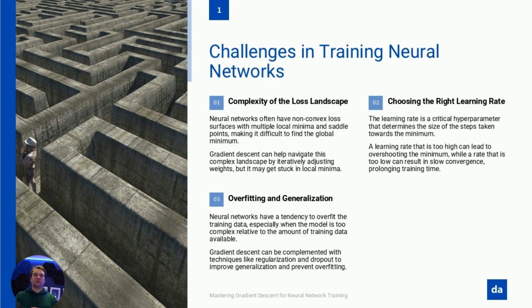Let's start with the big one: complexity of the loss landscape. Imagine this. Every step you take in this maze is based on the slope of the ground beneath your feet. If it's downhill, you know you're moving in the right direction. But what if the ground flattens out, or worse, leads you into a pit? That's exactly what happens with neural networks.